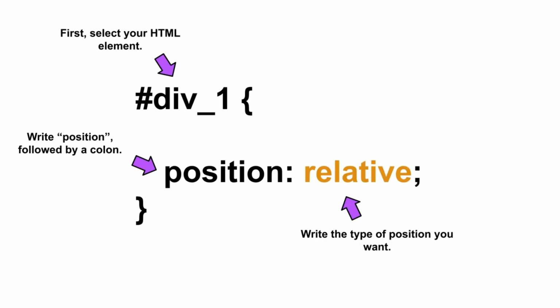To write a position element, first select the element you want to position. Then, write position followed by a colon. And finally, write the position type you want. I have written relative for this example.